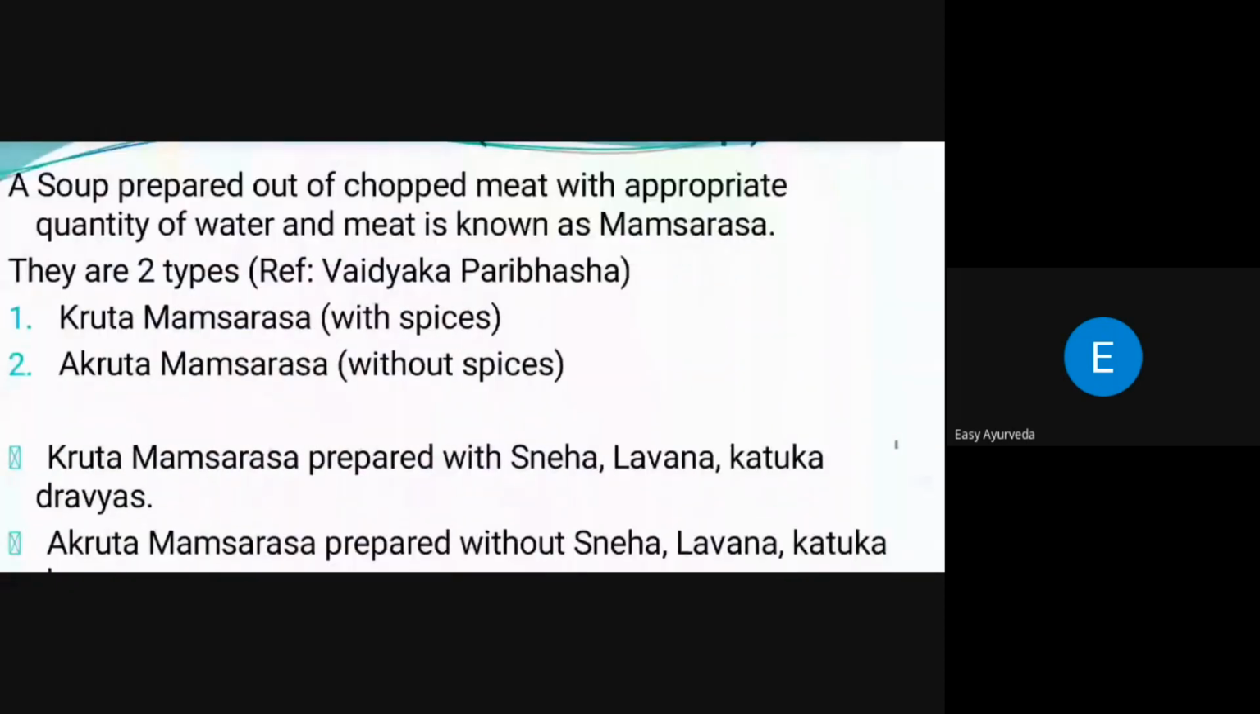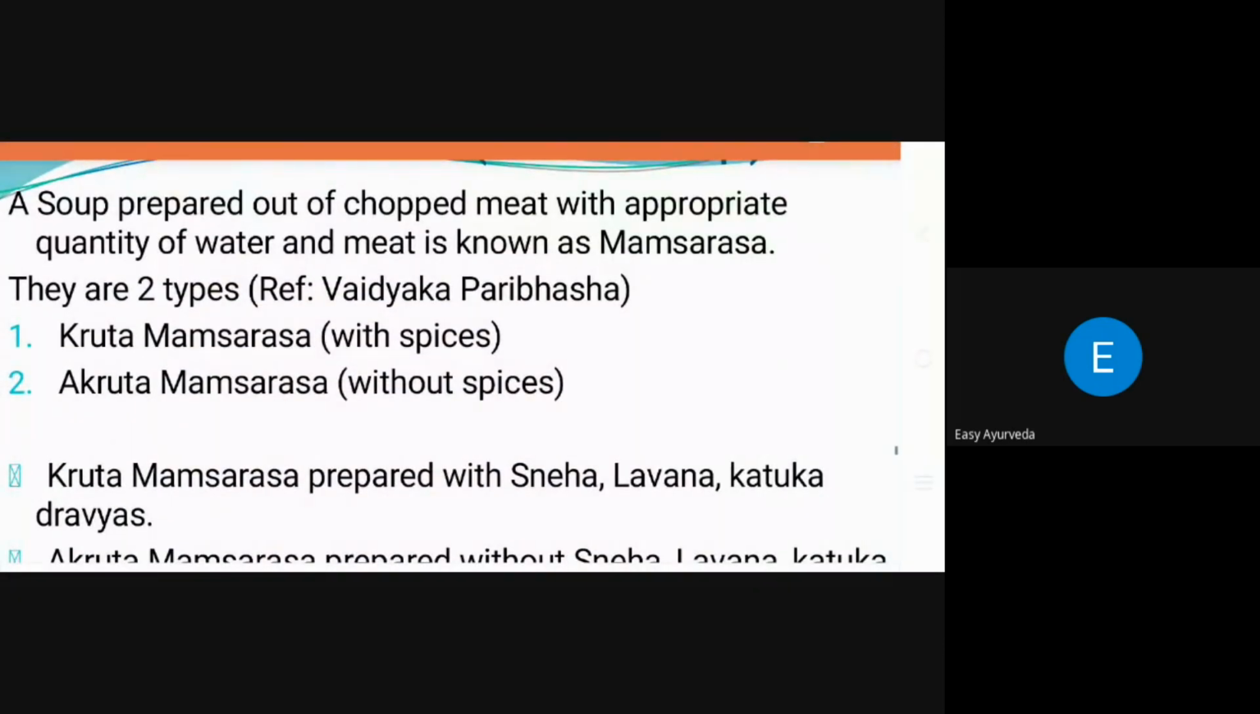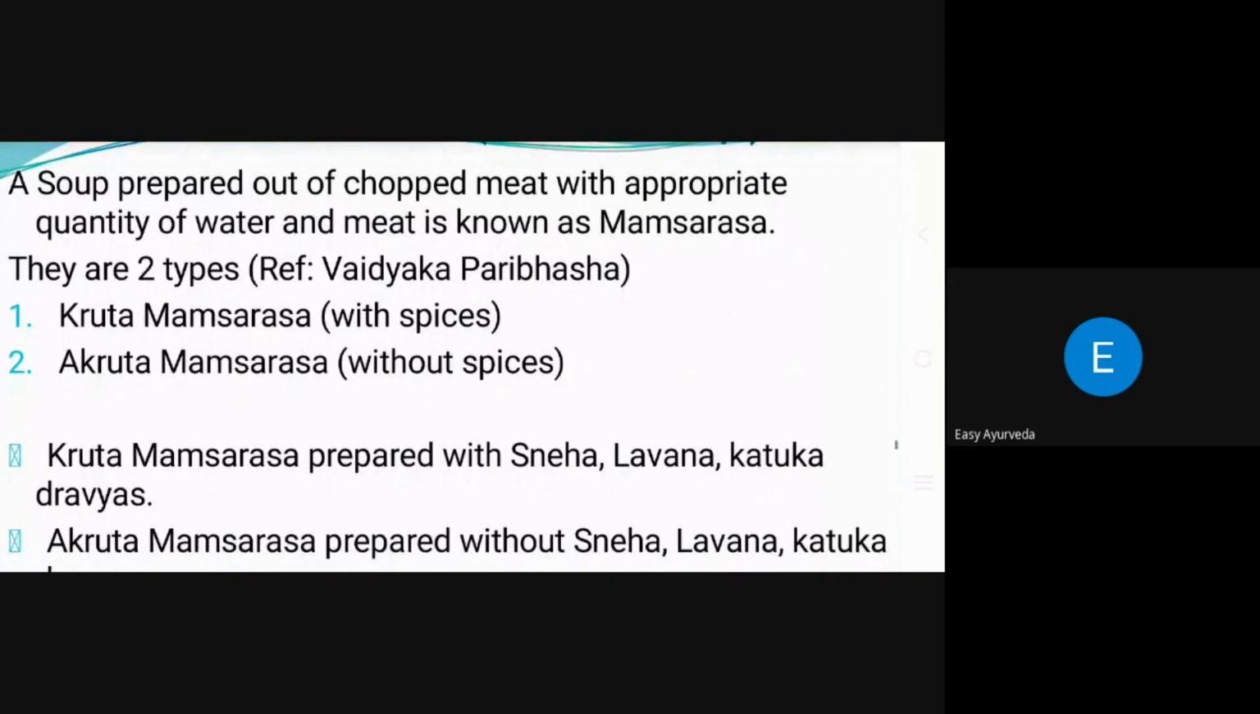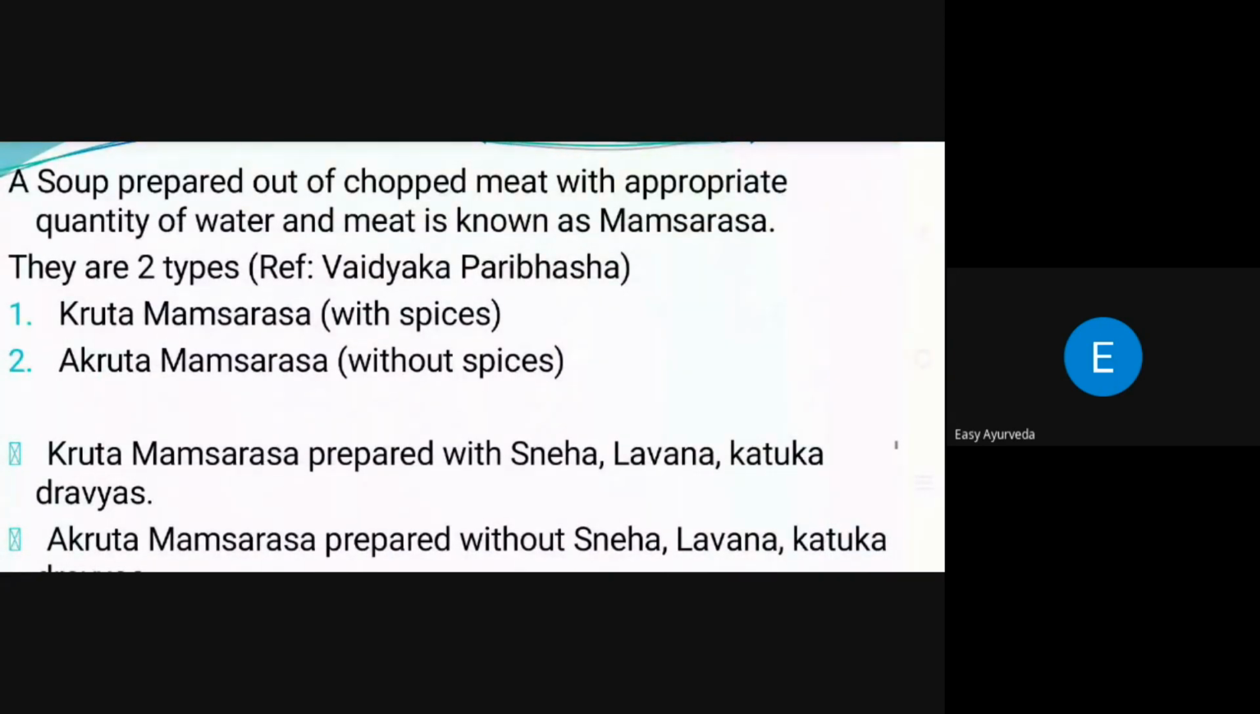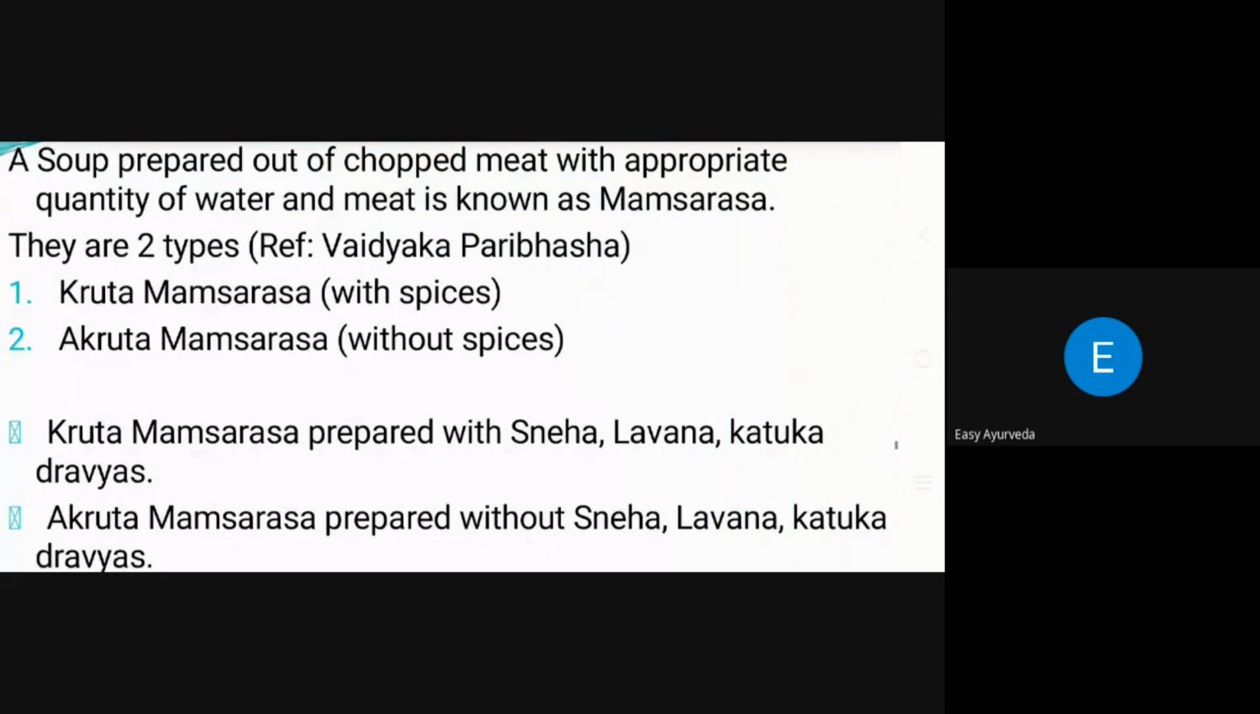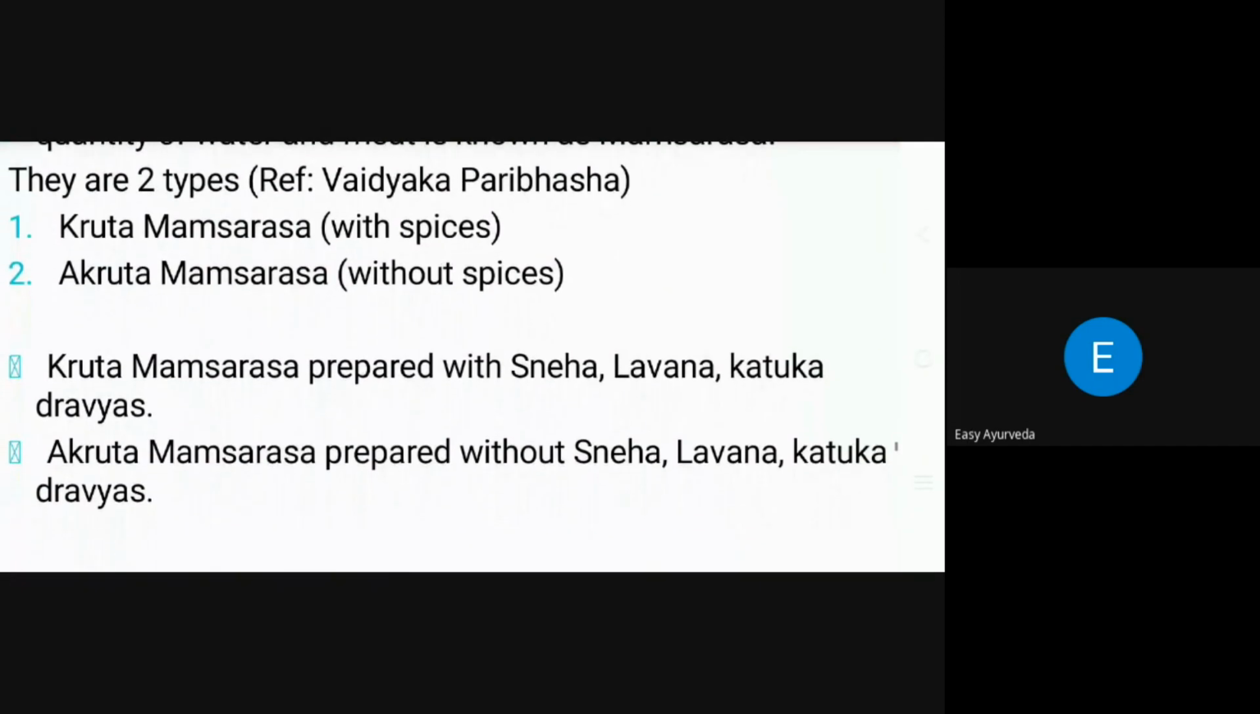This is also written in this context by Acharya Yadavji Trikamji. These references and types have been taken from the book Vaidya Paribhasha. Two types have been mentioned, that is Kruta Mamsarasa and Akruta Mamsarasa. Kruta Mamsarasa means it is prepared with spices, and Akruta Mamsarasa is prepared without spices.